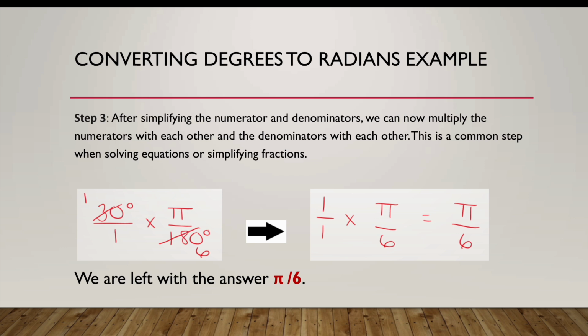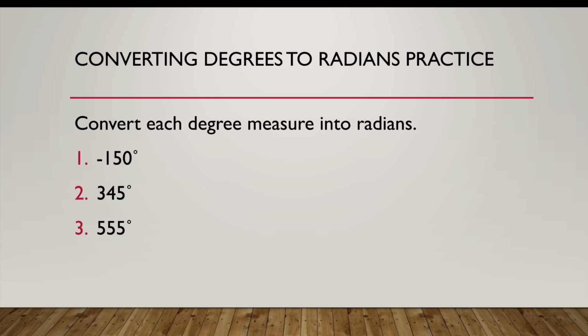So let's take a moment to do a few practice problems. Pause this video and practice converting each degree measurement into radians. Then come back. For problem 1, you should have gotten the answer -5 pi divided by 6. For problem 2, you should have gotten 23 pi divided by 12. And for number 3, you should have 37 pi divided by 12. So that's how you convert degrees to radians.